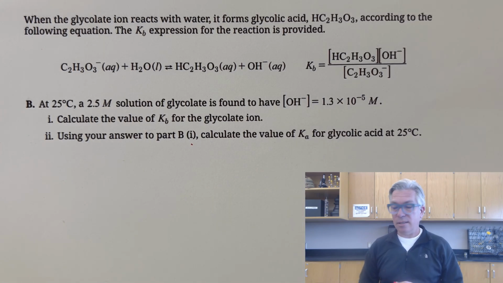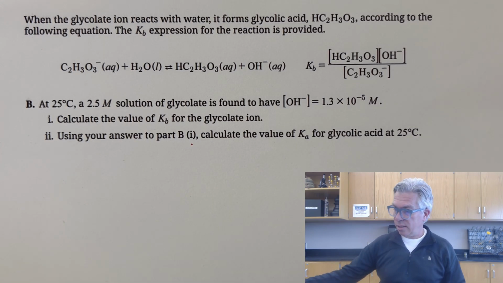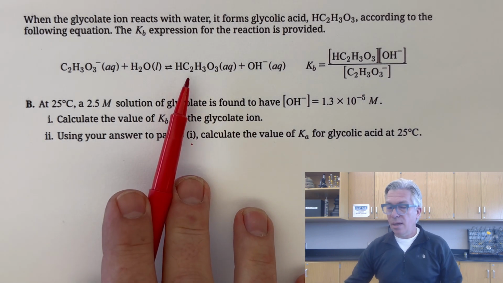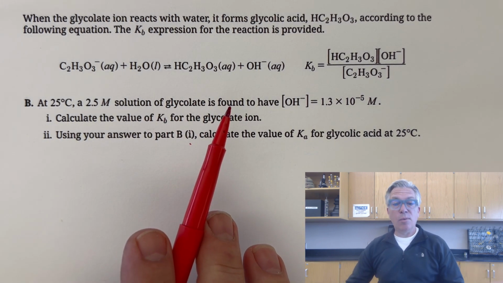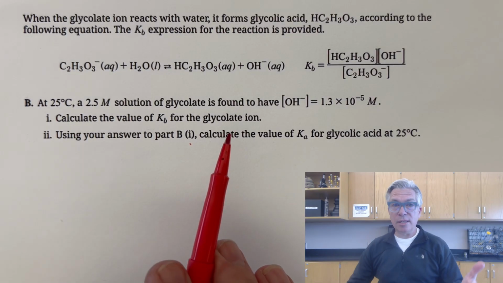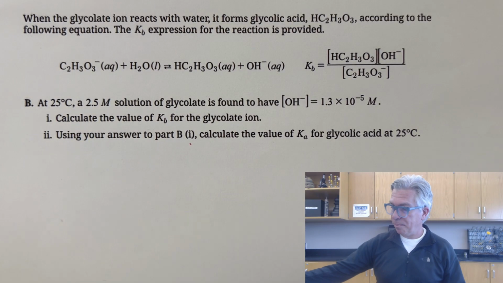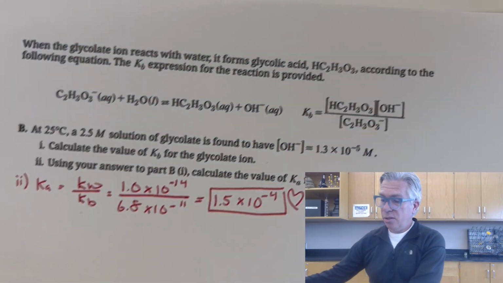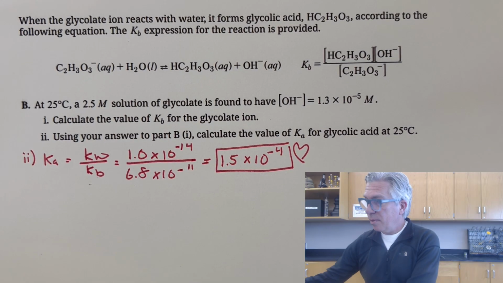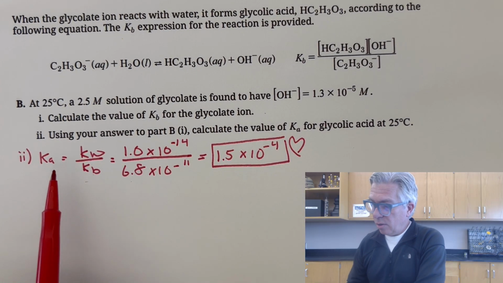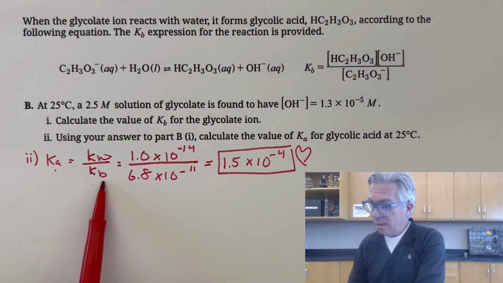Part 2 of letter B asks, using your answer to part B, part 1, calculate the value of Ka for the glycolic acid at 25 degrees Celsius. So that's this thing over here. And we have to be aware that there is a relationship between Ka for an acid and Kb for its conjugate, or vice versa. And that relationship is that they both multiply together to get Kw in aqueous solution. So Ka times Kb equals Kw.